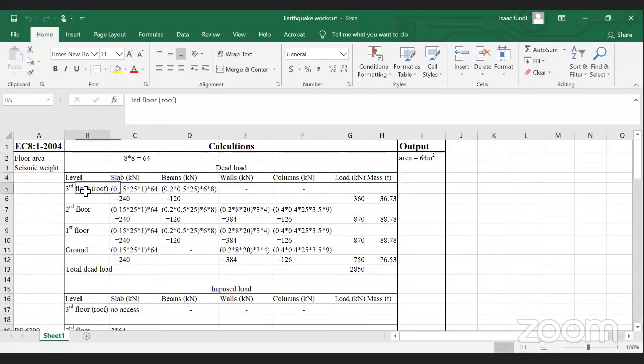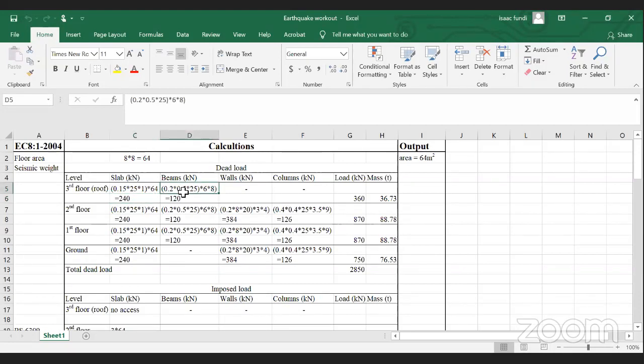So in the third floor, since it's a flat slab, I've calculated the loading on the slab. The slab has a thickness of 150 millimeters, so I've taken that as 0.15. I've multiplied it by the density of concrete, by unit meter, and then also by the area so that I get the total loading. I get a total loading of 240 kilonewton.